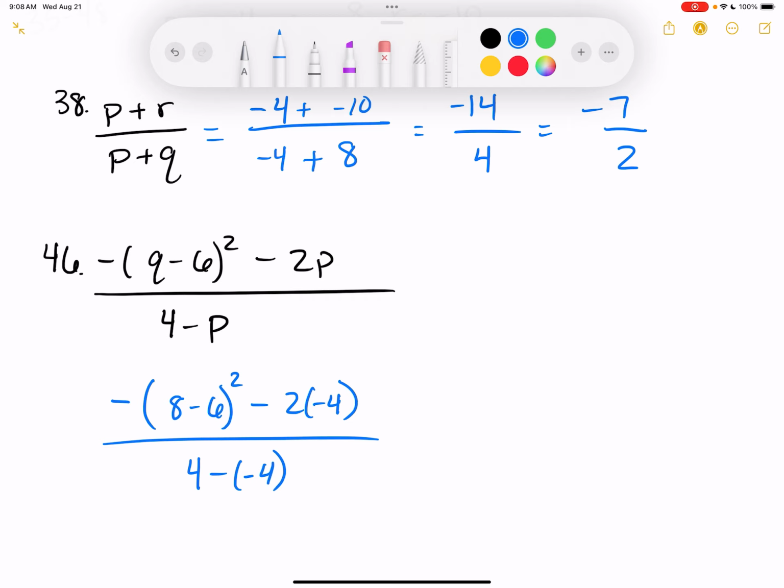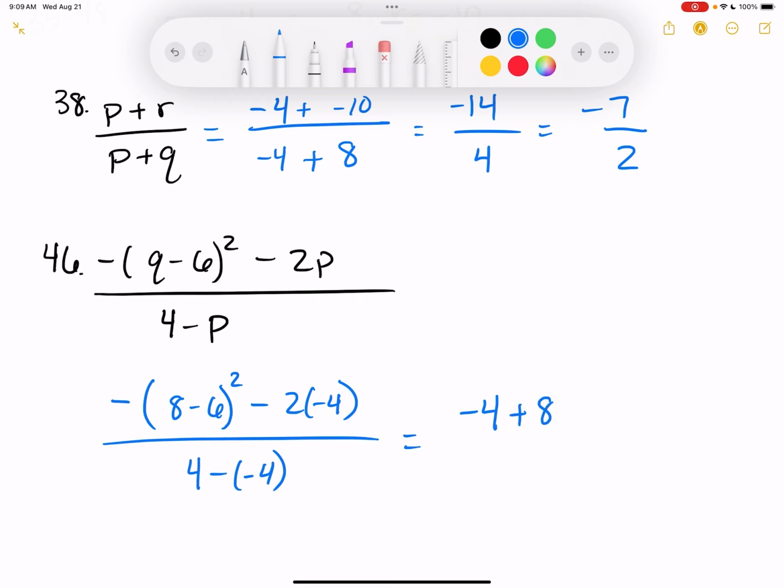So what is that going to give me? And you can go ahead and do it to the power or whatever. Yep, so 8 minus 6 is 2, 2 squared is 4, and we don't want to forget the negative sign that's out front, so that's going to be negative 4. What's negative 2 times negative 4?